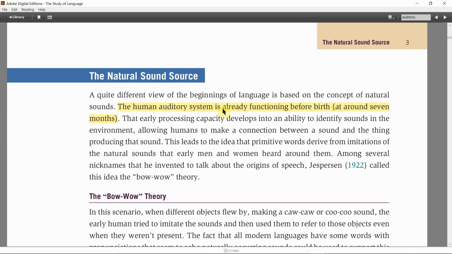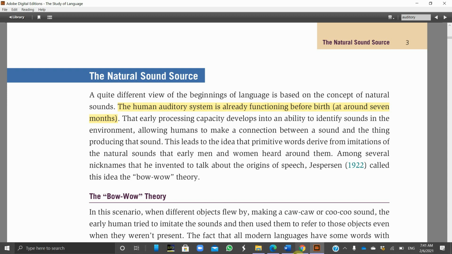The human auditory system is already functioning before birth at around 7 months. Now, in the chapter it is written at around 7 months. In other words, after 7 months, the baby starts to hear sounds in his environment. Although after 7 months the baby is still not born, still unborn. The baby is still in the belly of the mother, but he or she starts listening.